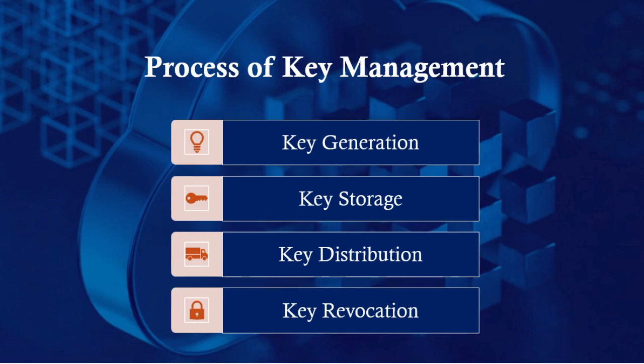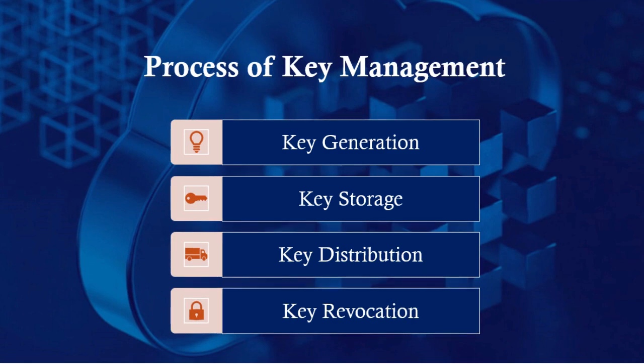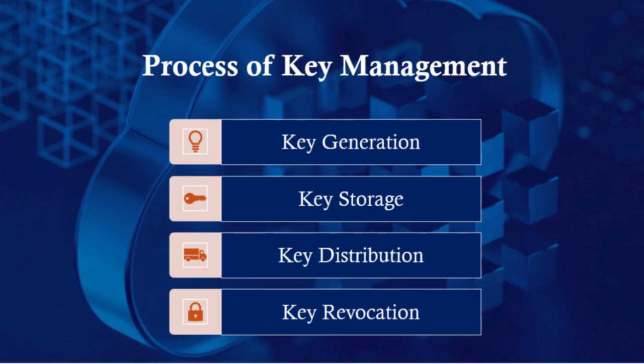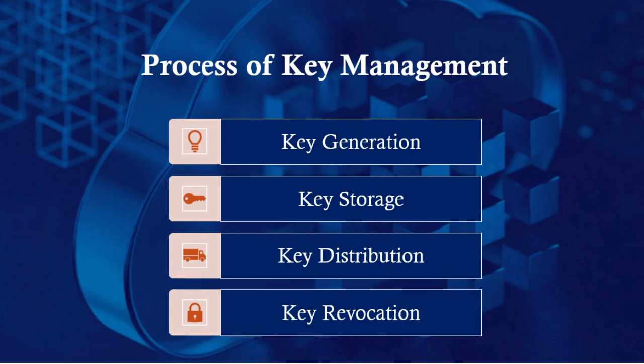Step 3 is key distribution. Cryptographic keys must be distributed securely to the intended recipients. This can be done using secure channels such as secure messaging, secure file transfer, or secure key exchange protocols. Step 4 is key revocation. Cryptographic keys must be revoked when they are no longer needed or when they are compromised. Key revocation can be done using certificate revocation lists, online certificate status protocol, or other mechanisms.